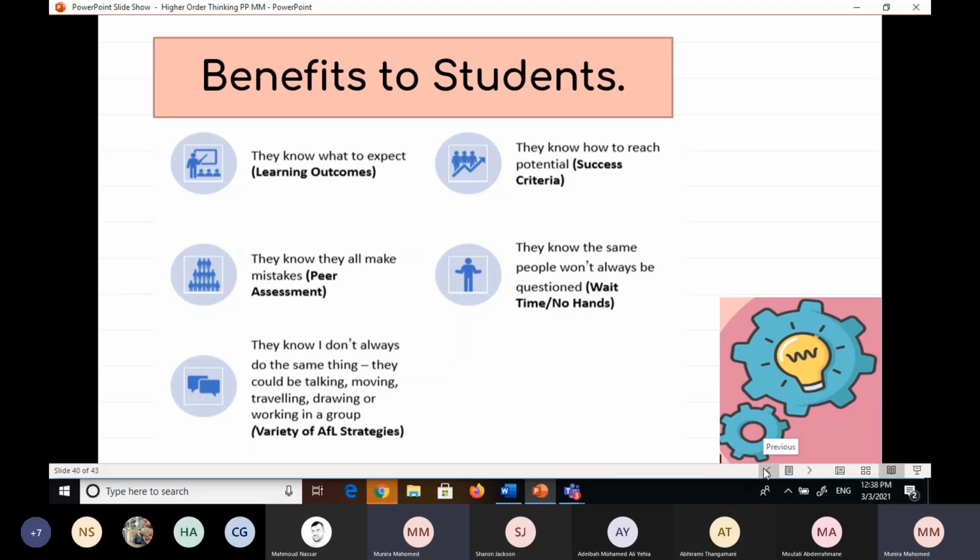So these are some of the benefits that come out of these effective questionings for students, right? So they know their learning outcomes, they understand peer assessment better, they understand that there's going to be a variety of strategies that will be put in front of them. They understand that they know how to reach their success criteria and that it won't always be the same. So they need to be ready for just about anything to happen in class.